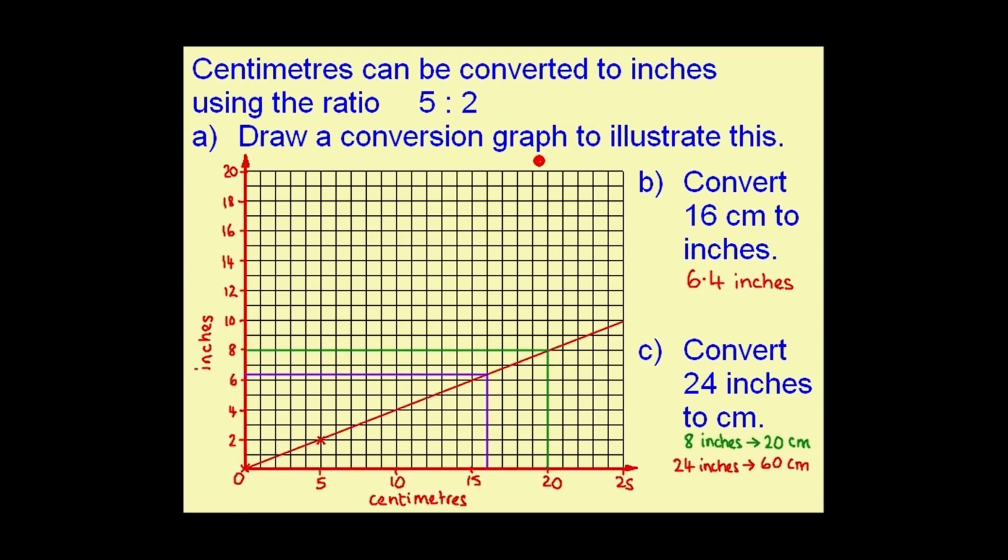Here are my answers. Your conversion graph might look slightly different to this, but you need to make sure you've gone through the points 0, 0 and 5, 2. You might have slightly different answers for these questions as well, but remember there's always a bit of leeway when we're dealing with a hand-drawn graph.